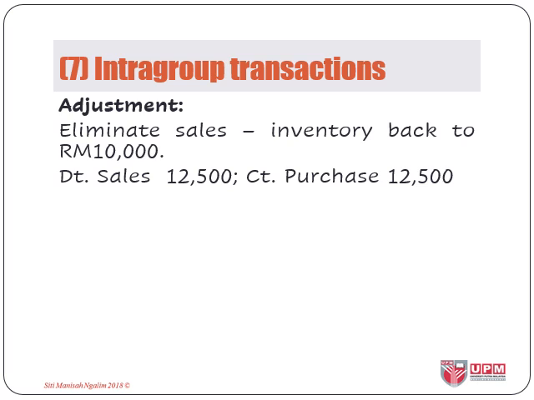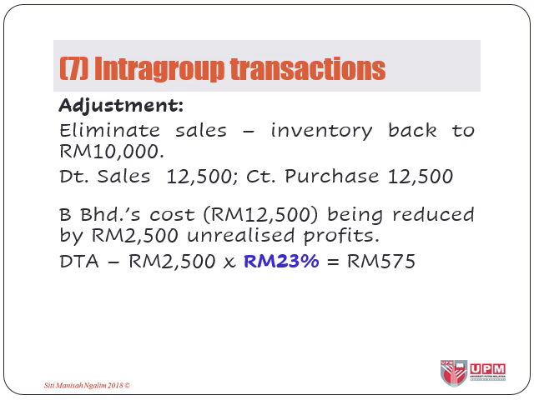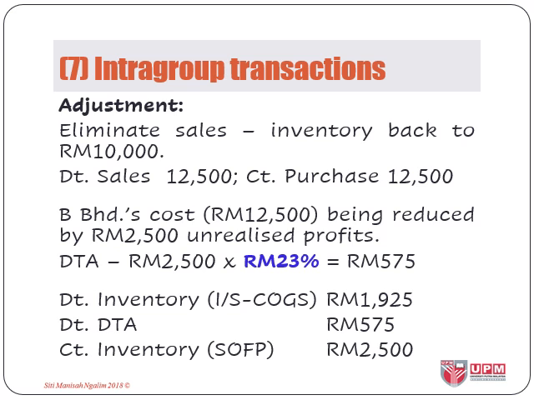So basically, we will eliminate the sales of 12,500 ringgit in the income statement. And we calculate the deferred tax for the unrealized profit eliminated at 23%, the tax rate for B Berhad, thus giving us a deferred tax asset of 575 ringgit. Thus, the elimination of the unrealized profit, which is also equivalent to a reduction in inventory value for B Berhad, resulted in a DTA of 575 ringgit.